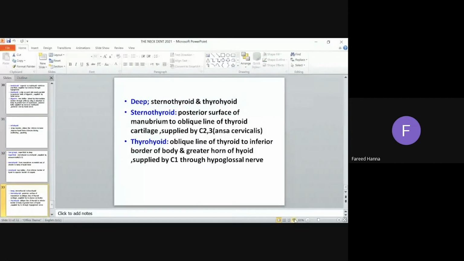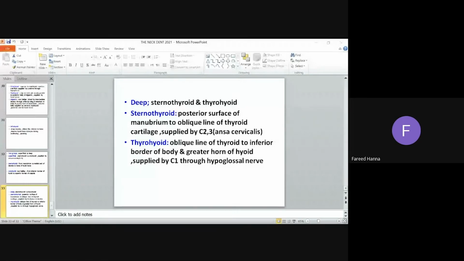Now the deep group is formed again of two muscles which are continuous along the oblique line of the thyroid cartilage: sternothyroid and thyrohyoid. The sternothyroid arises from the posterior surface of the manubrium to the oblique line of the thyroid cartilage, supplied by C2 and C3 from the ansa cervicalis. Thyrohyoid, from its name, from the oblique line of the thyroid to the inferior border of the body and greater horn of the hyoid bone, supplied by C1 through the hypoglossal nerve.